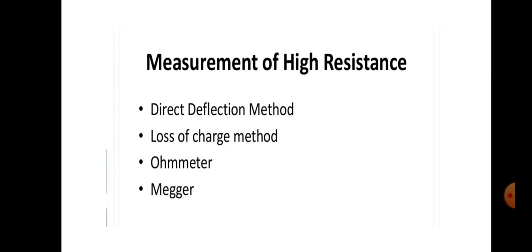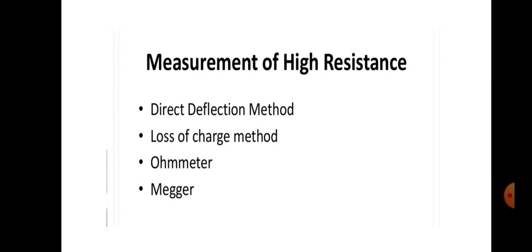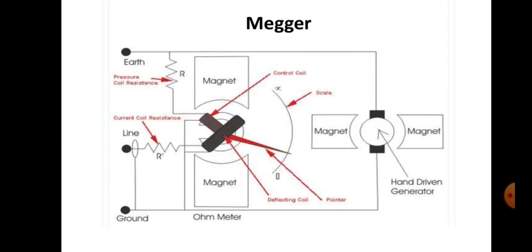These are listed here. First one is the direct deflection method, second one is the loss of charge method, third one is the ohm meter, and fourth one is the megger. From all these four, the megger is the one that we have to study in our syllabus. So we will see what a megger is and how it is used to measure high resistance.